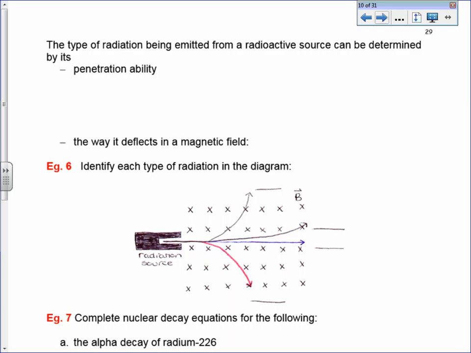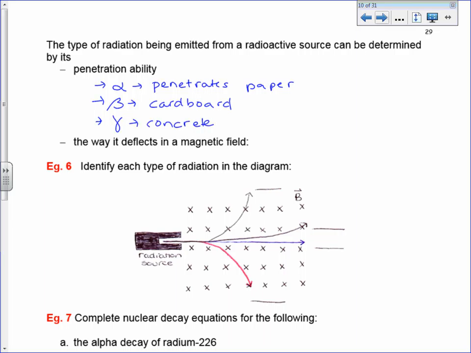The first one is penetration ability, right? Because the different radiations penetrate to different levels. So alpha penetrates cardboard, or say paper. Beta penetrates cardboard, and gamma penetrates concrete or lead. So you can look at that.